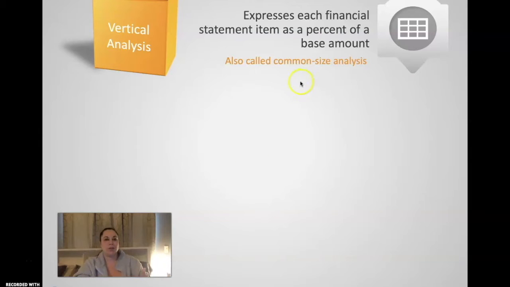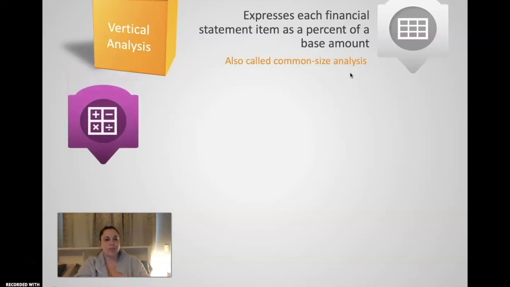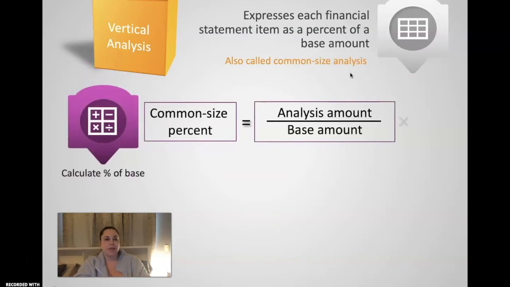This is also called common size analysis or vertical analysis. So you'll see both words used interchangeably with each other. Okay, so to find this, you take whatever account we're looking at and you divide it by a base amount. So I'll let you know in a moment what the base amount would be, and then you turn it into a percent by multiplying it by 100.